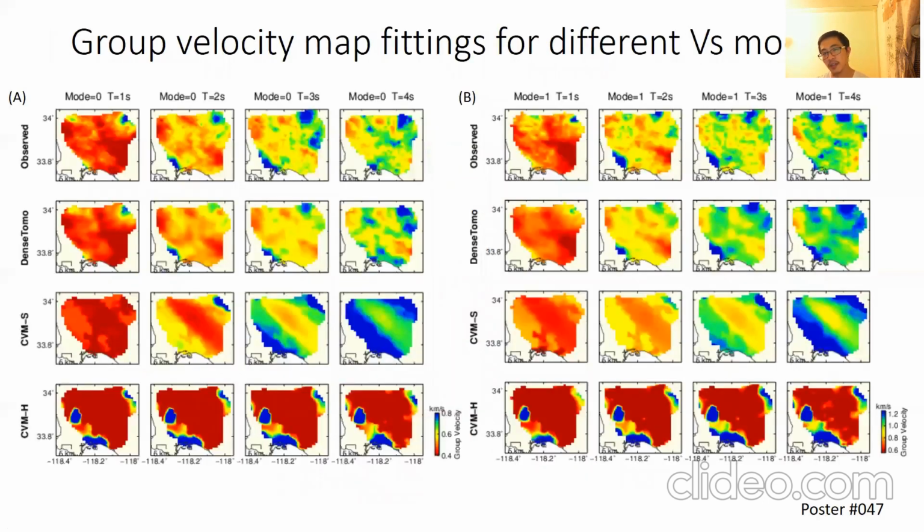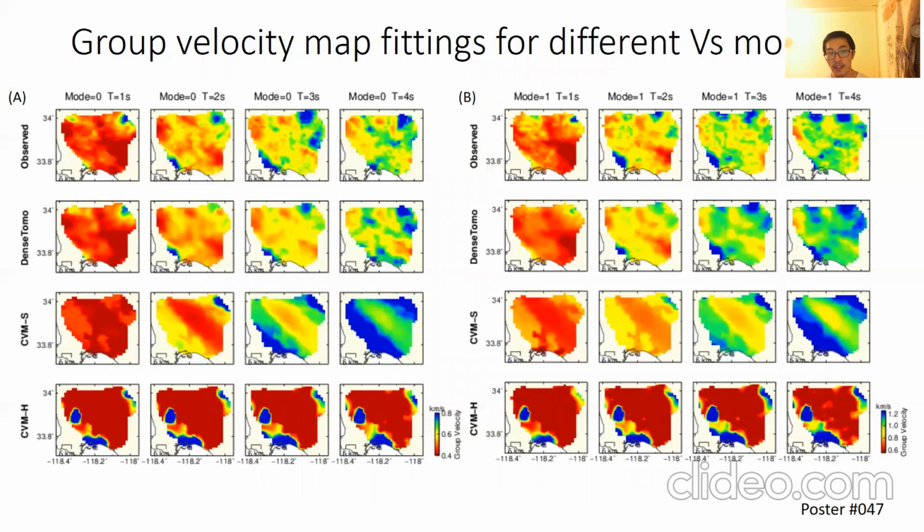We further illustrate the effectiveness of our model. Here shows the comparison of the synthetic group velocity maps against the observed tomographic group velocity maps for different modes and different periods. The first row is the observed tomographic group velocities. Second row is the synthetics from our DenseTomo Vs model. Third and fourth rows are CVM-S and CVM-H models, respectively.